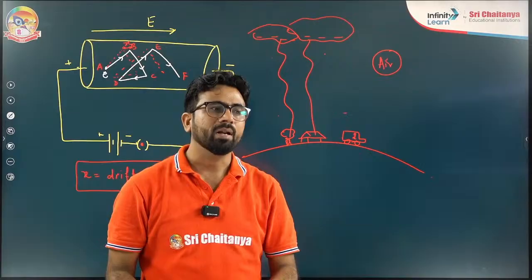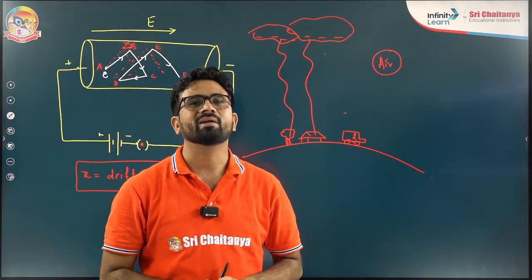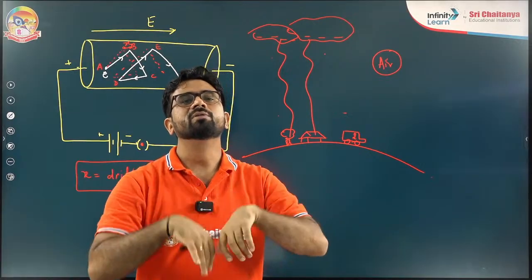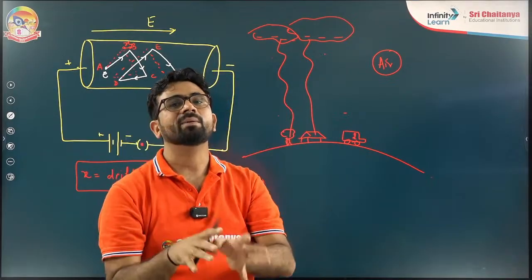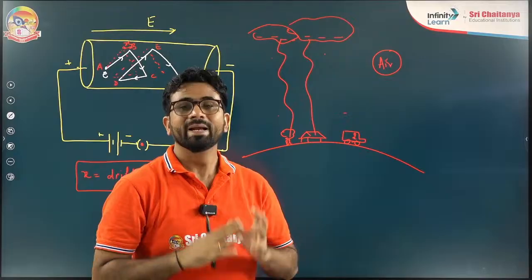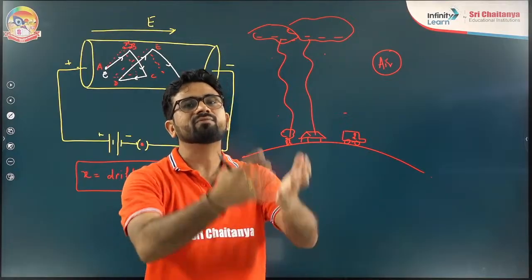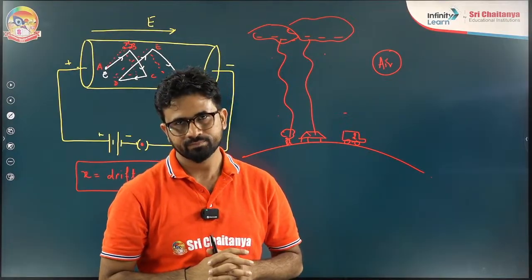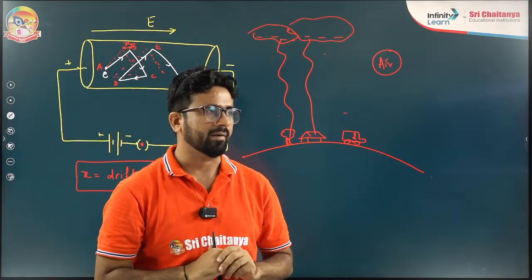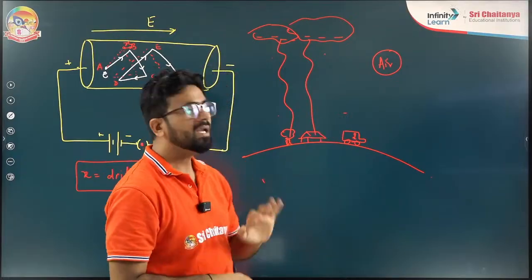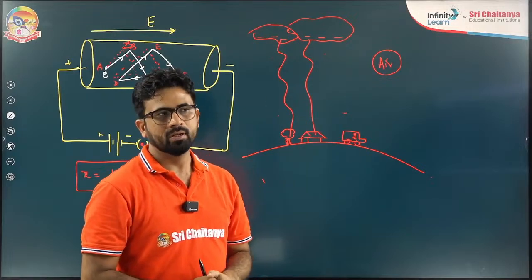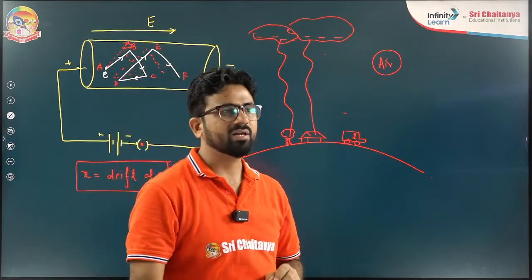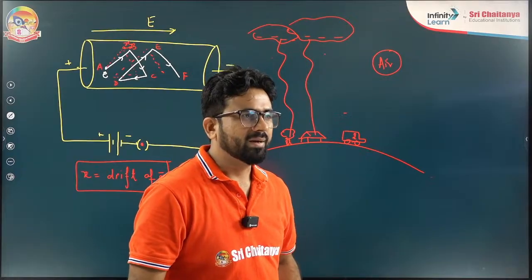What is going to happen? No charge will enter inside the cavity, no field is going to enter inside the cavity. That means whatever body is inside the cavity, it would be protected from the external field. That means no field is going to enter, so this body remains protected and is not going to be destroyed. Understood? Clear?